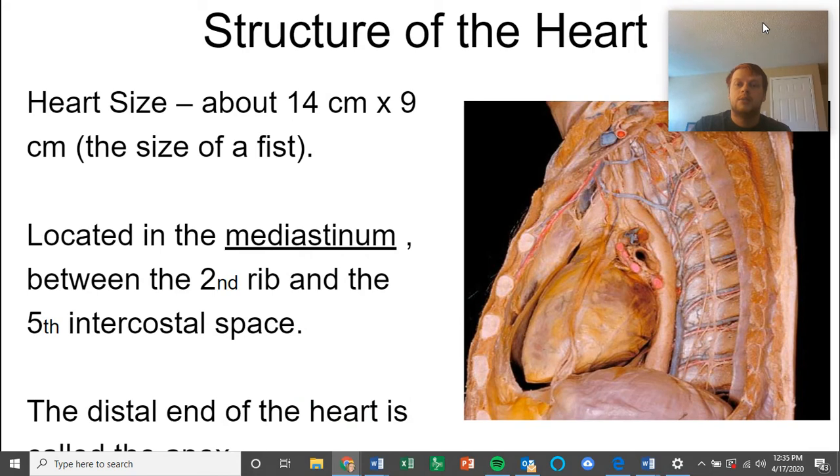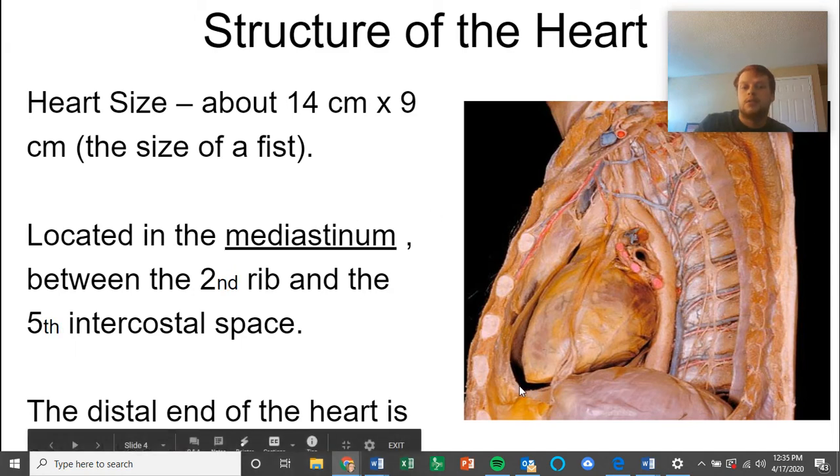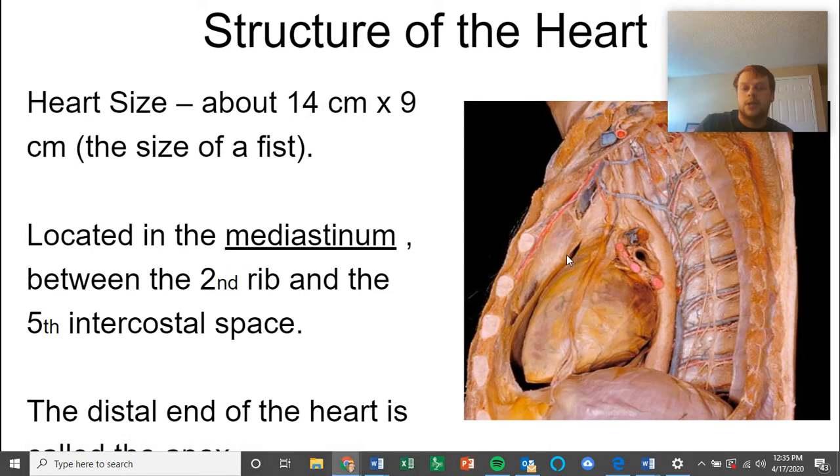Now, when we're talking about the heart, we need to know about its structure, because remember, when we're in anatomy and physiology, we're looking at both structure and function. The heart is about 14 centimeters by 9 centimeters, which is the size of a person's fist. It's located in the mediastinum right here, between your second rib and your fifth intercostal space.